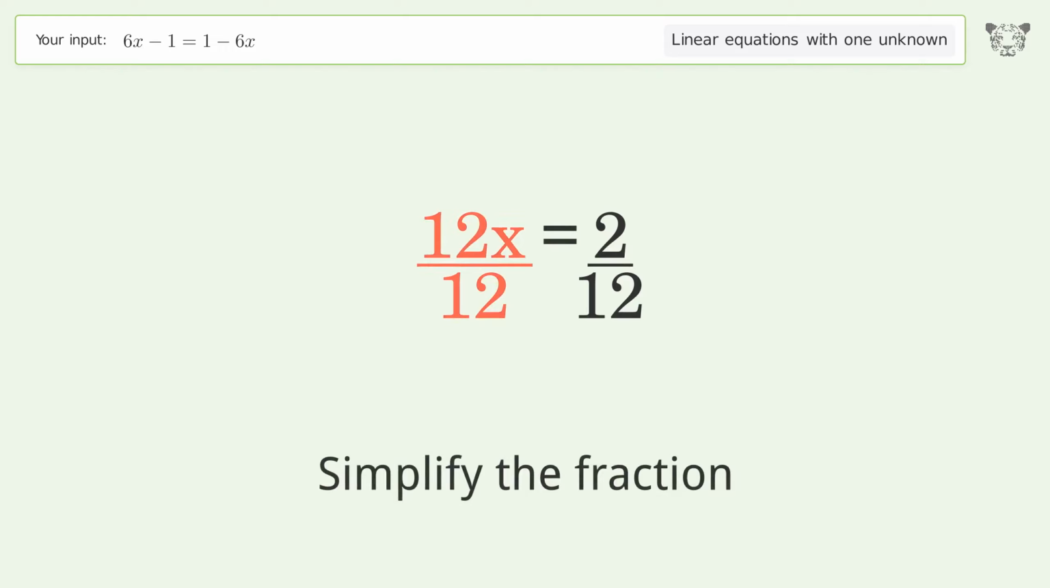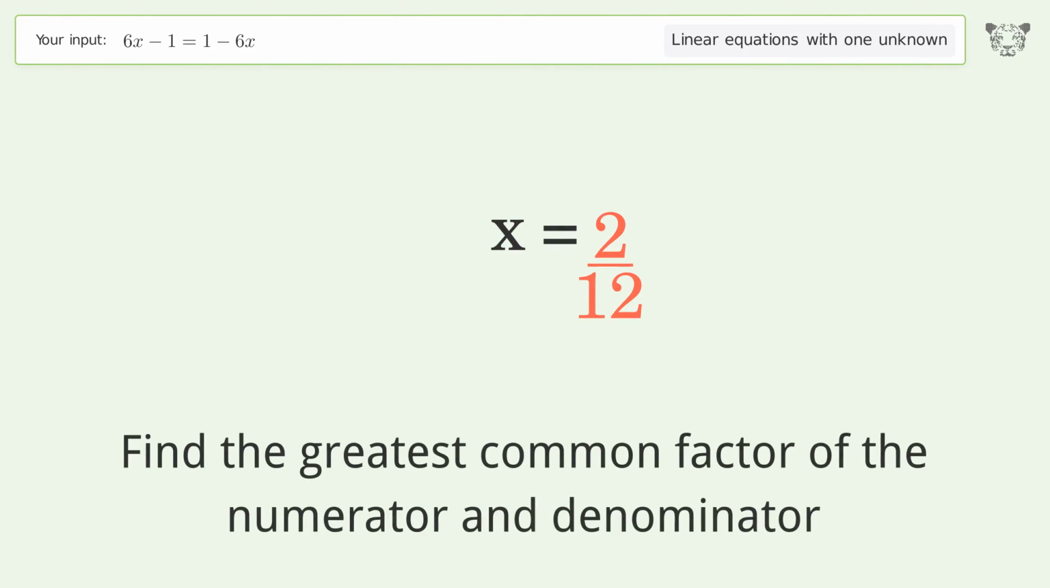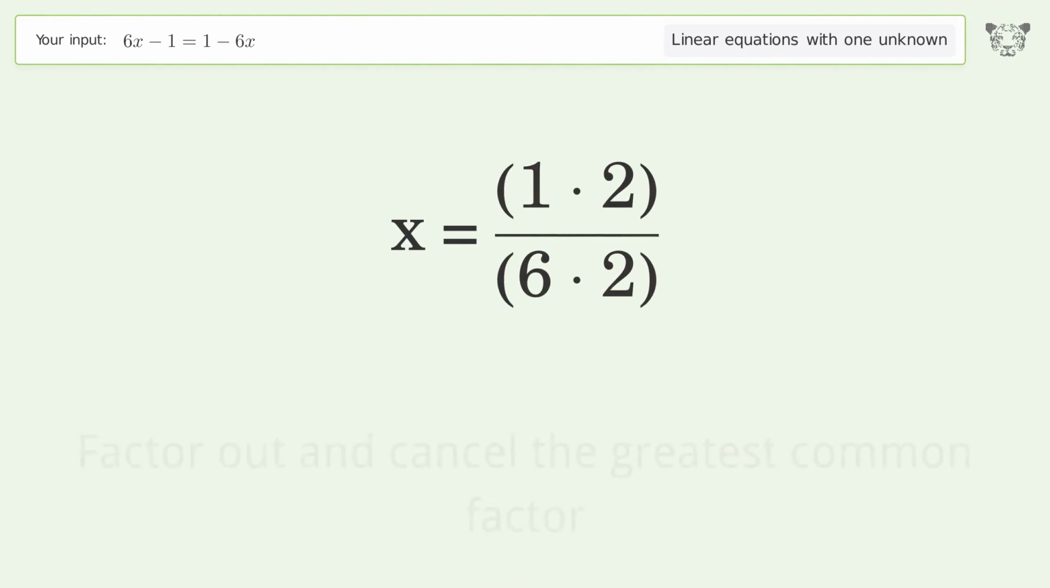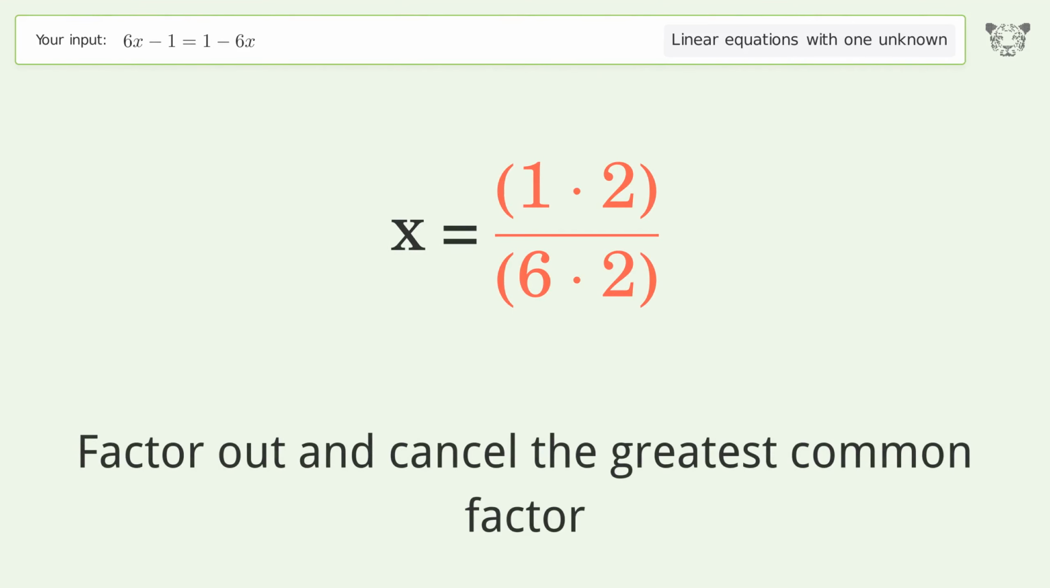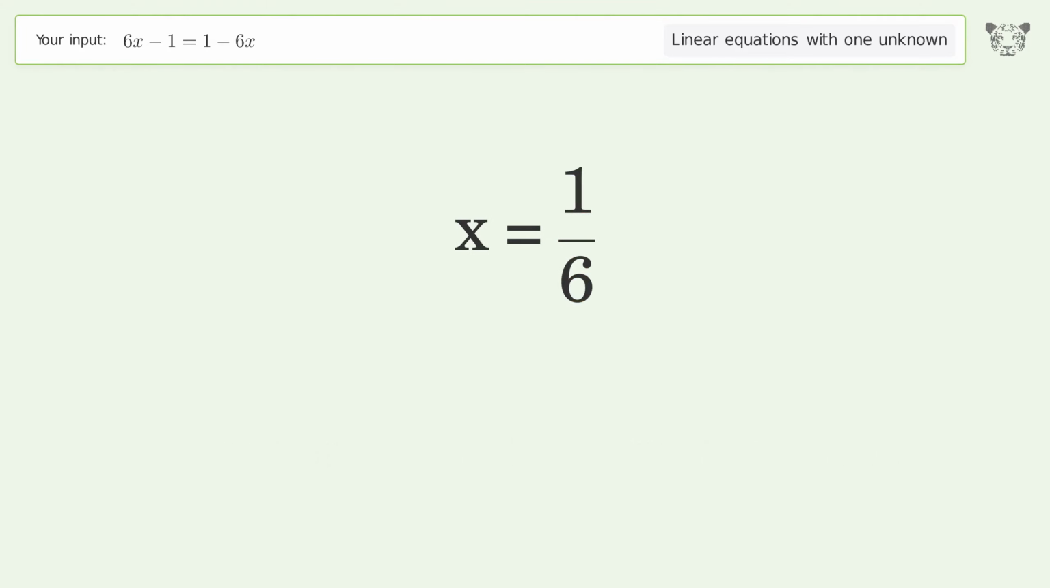Simplify the fraction. Find the greatest common factor of the numerator and denominator. Factor out and cancel the greatest common factor. And so the final result is x equals 1 over 6.